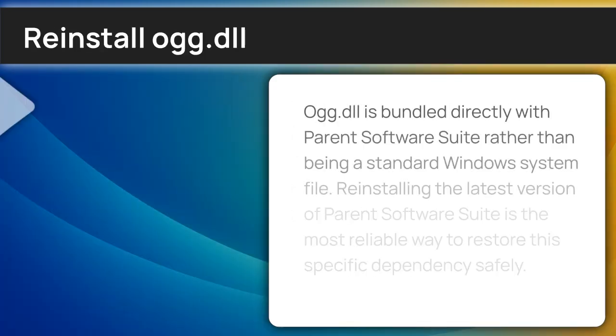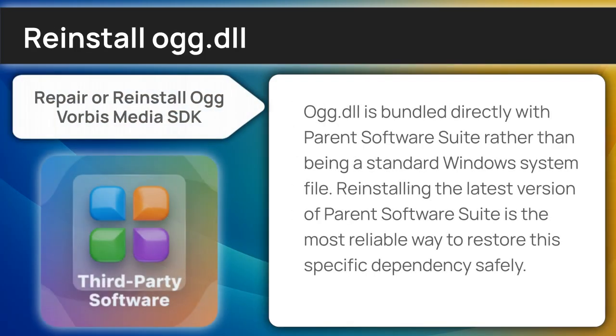The Ogg Vorbis Codec DLL is part of the parent software suite, the software where you encountered your error, application package. A full reinstall of the latest official version of the application will repair missing or damaged components.